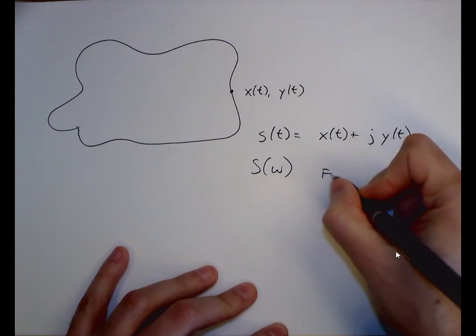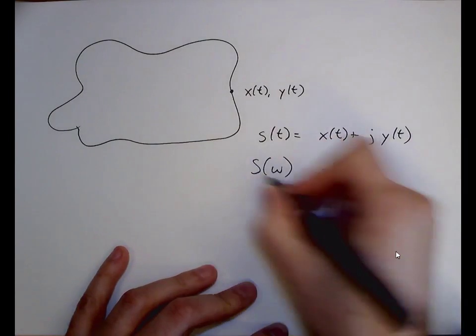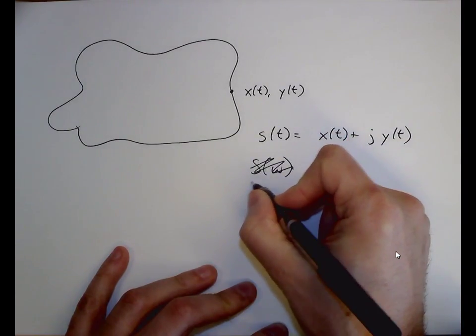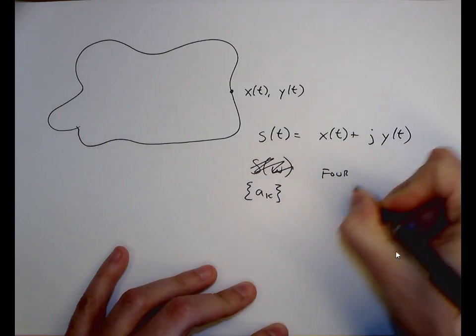So let me just say, actually, if it was a Fourier series, I would basically have a set of coefficients through k. This would be like the Fourier series coefficients.